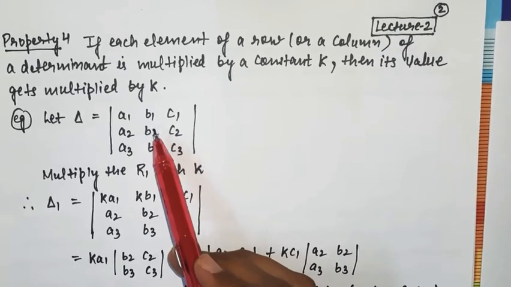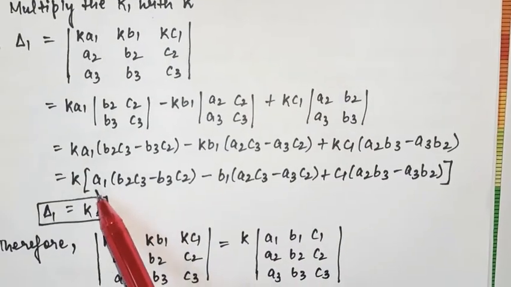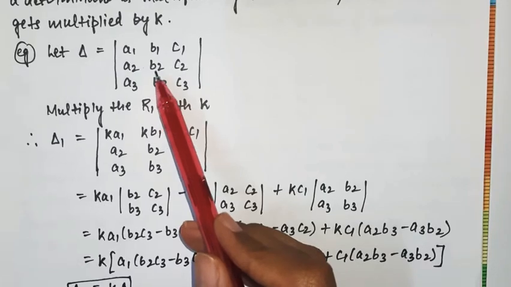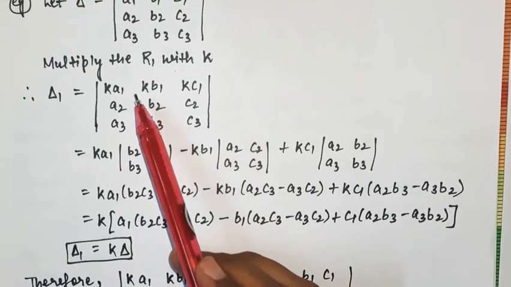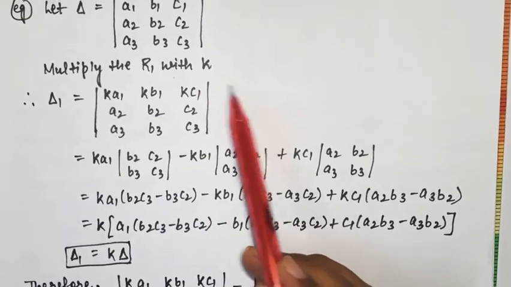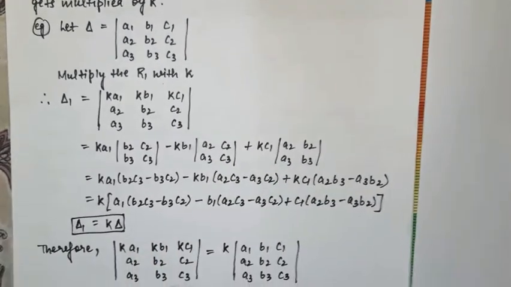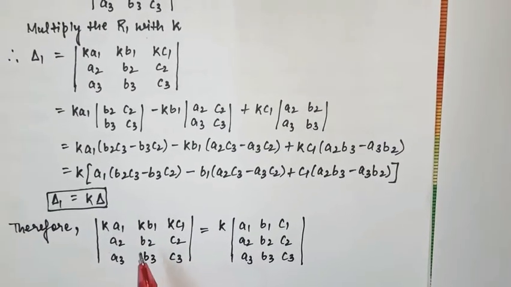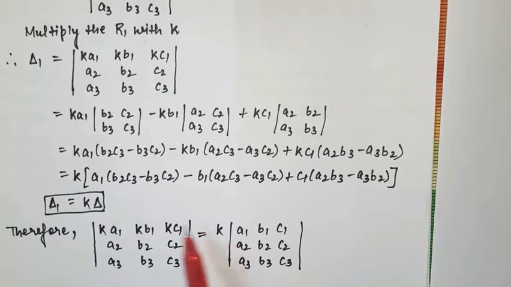How can I solve it? Let's suppose by applying the determinant rule along R1, I am getting this value. So after solving this, I am getting this. This is basically the delta. Whenever I am solving a 3 cross 3 determinant, I will get the same value. So that means I can write this determinant as k into delta. That means if this determinant is given to you, and I have multiplied k with row 1, then I can write this determinant as this.